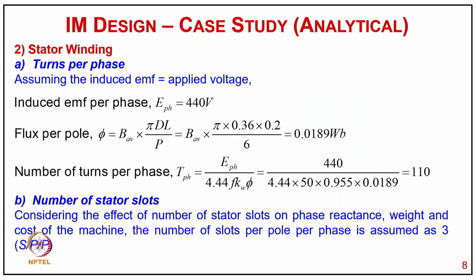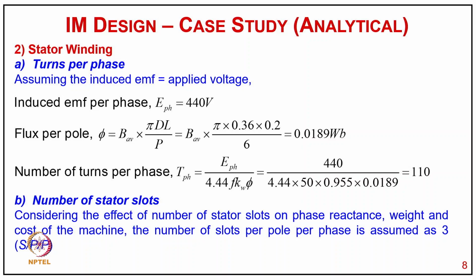Well, now finding out the turns in the stator winding, the turns per phase, we can consider the induced EMF is very close to the applied voltage at the rated frequency of 50 Hz. So we can say the induced EMF is also equal to the terminal voltage, the line voltage, that is EPH equal to 440 volt, because it's delta connected. So line voltage equals phase voltage in the delta connection.